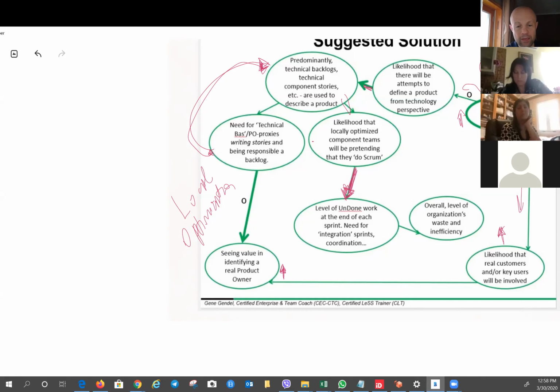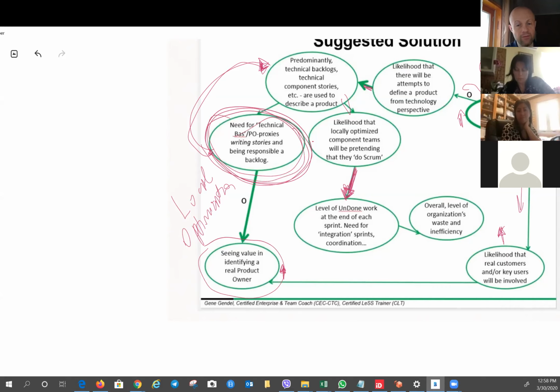And last but not least, here we're cycling back on this loop, to seeing value in identifying a real product owner. This is an organizational design problem. It's going to have a dramatic and opposite effect on your being able to identify a product owner. So if you ever come across this problem and ask why it is so difficult to find a real product owner, most likely it's because of this.